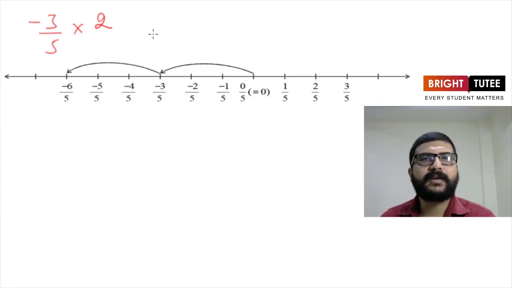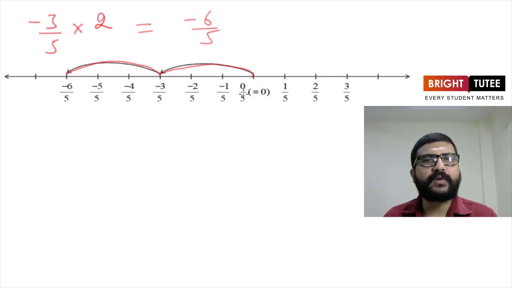So what we have to do? We have to start from 0 and we have to make 2 jumps of 3 upon 5 towards the left as the number is negative here. So we have to start from here and we have to make 2 jumps of 3 upon 5. The first jump will be like this and the second one will be like this. So we reached minus 6 upon 5. So therefore the product of these two numbers is minus 6 upon 5.